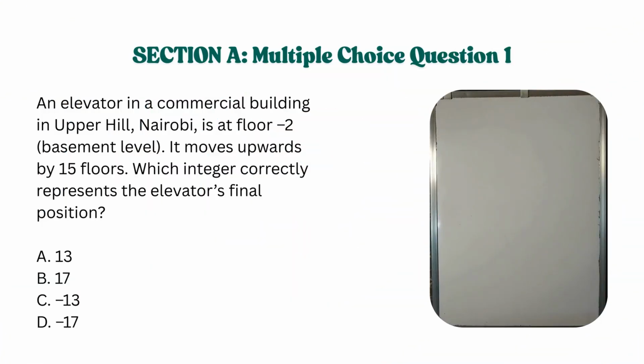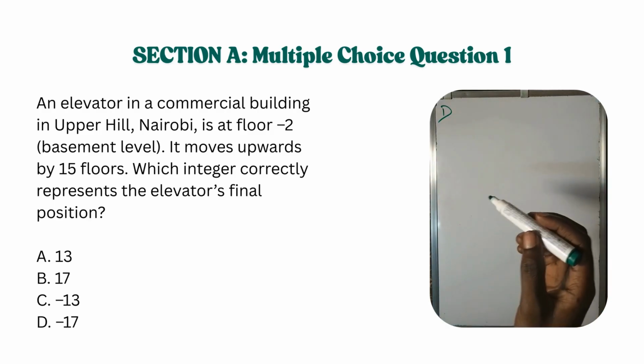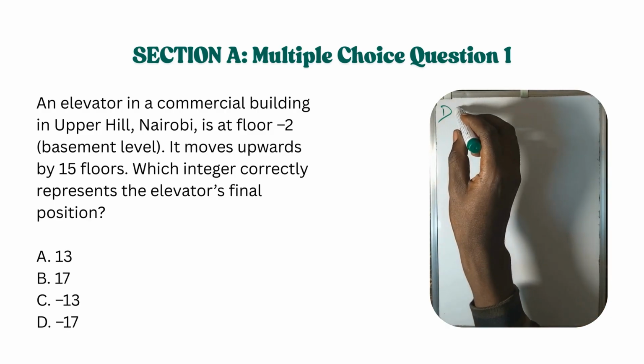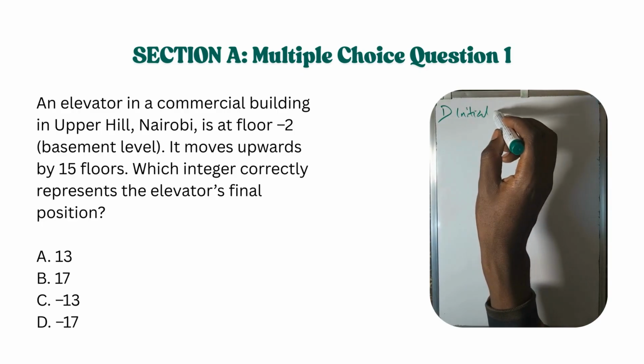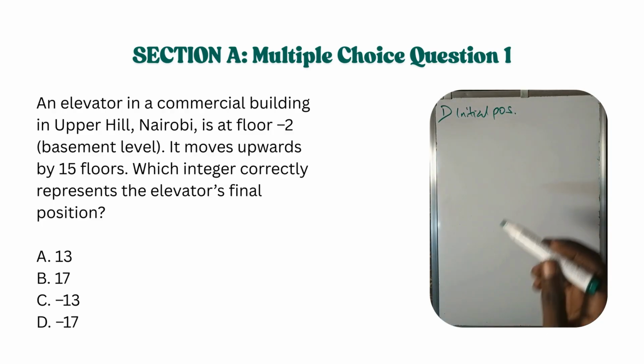An elevator in a commercial building in Upper East, Nairobi, is at floor -2, that is basement level. It moves upwards by 15 floors. Which integer correctly represents the elevator's final position? So for number 1, the initial position of this elevator is -2.